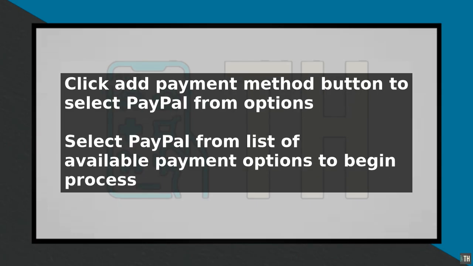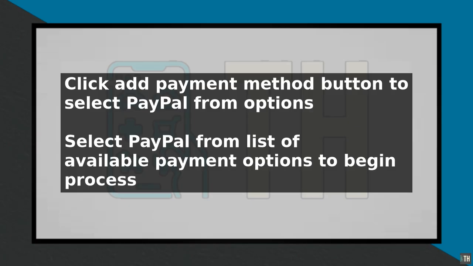Log into your PayPal account and follow the prompts to complete the authorization process. This may involve confirming your PayPal account information and agreeing to the terms of service. Once you have authorized Crunchyroll to charge your PayPal account, you will be redirected back to the Crunchyroll website.